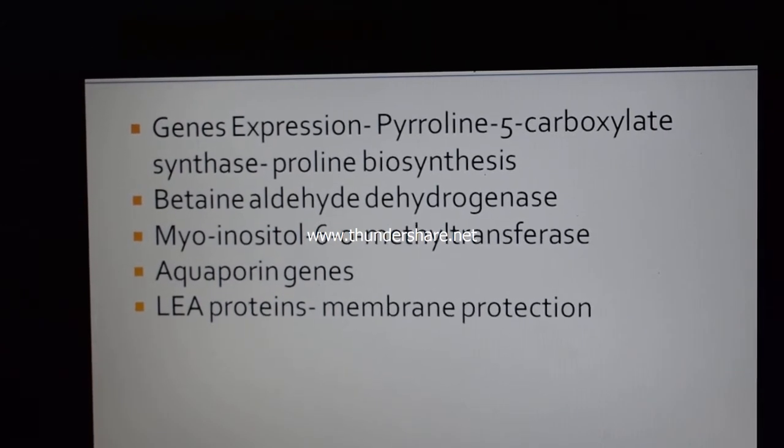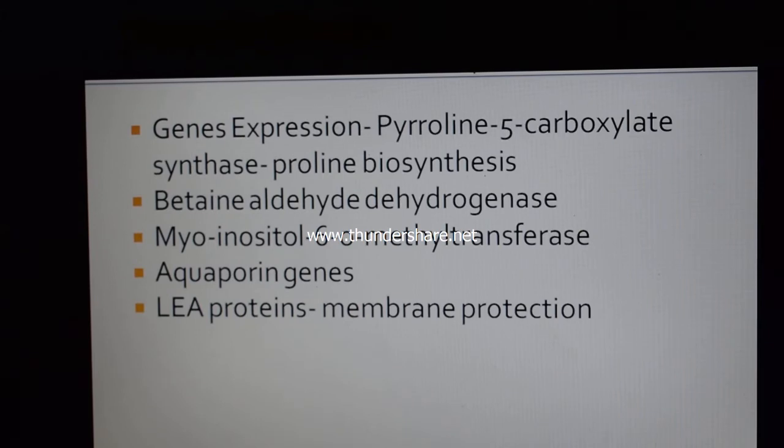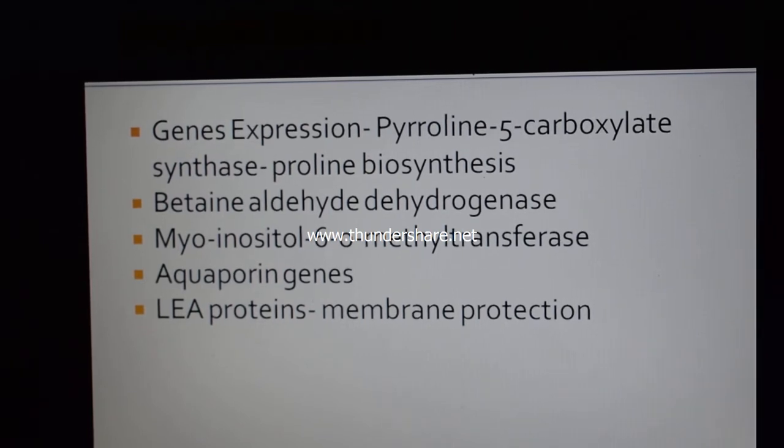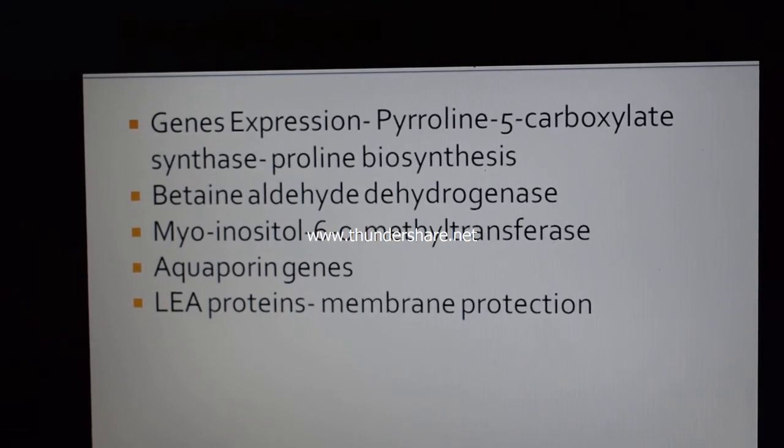And regarding drought stress, several genes are also expressed in response, such as pyrroline 5 carboxylate synthase for proline synthesis. Proline is a compatible solute, and another one is betaine aldehyde dehydrogenase, which is involved in the production of glycine betaine. Another one is myo-inositol 6-O-methyl transferase and aquaporin genes, and a category of proteins called LEA proteins. LEA means late embryogenesis abundant proteins, which help in membrane protection. The cell membrane will be protected with the help of these proteins. So these are the general effects of drought stress.